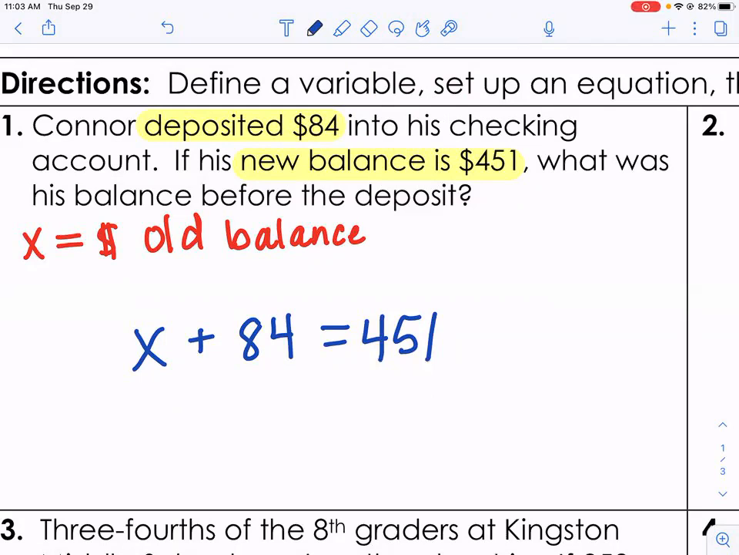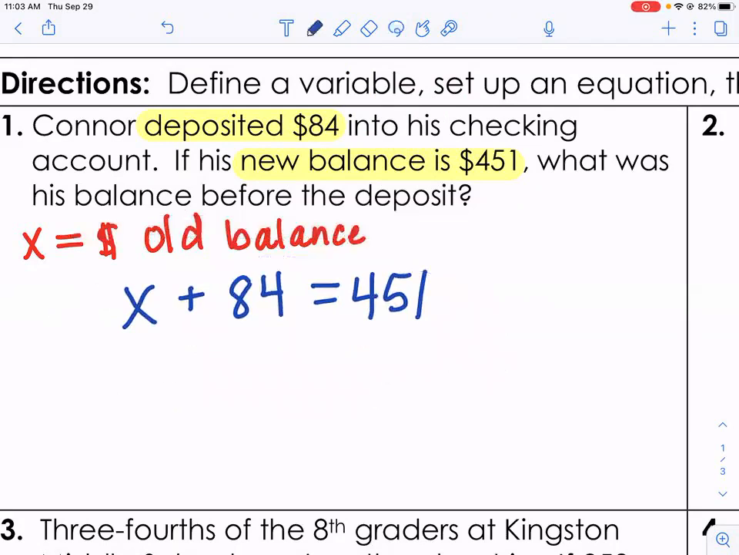Okay. Okay. Oh, so like when I want to solve for X, I could subtract 84 from 451. Yeah.